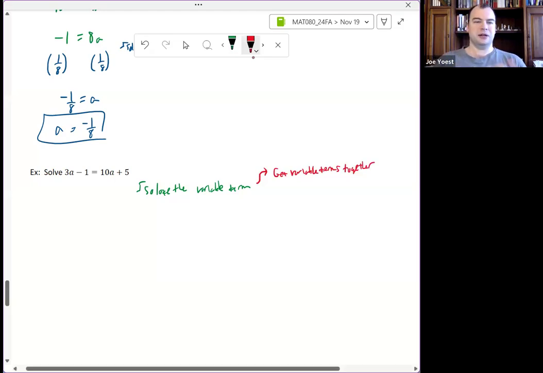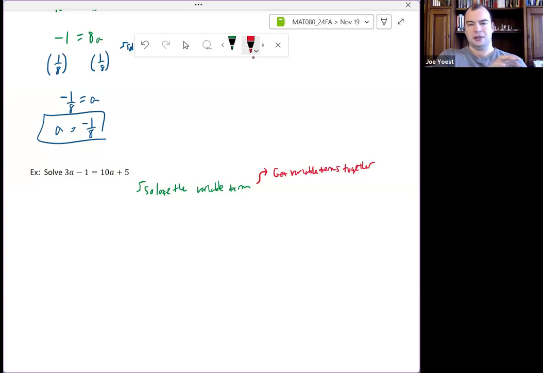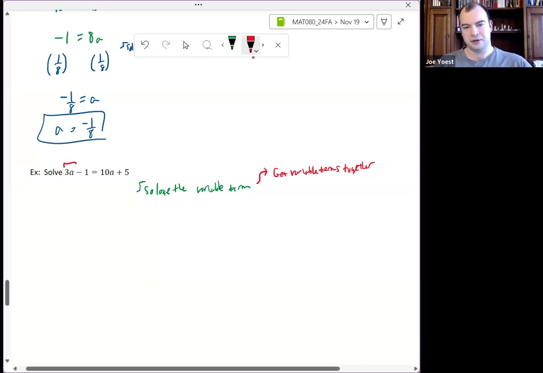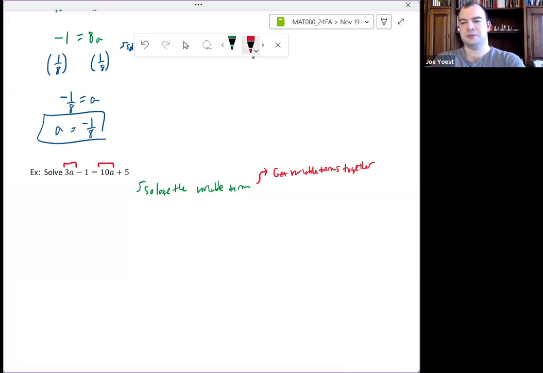So get the variable terms together on the same side as one another, combined into a single variable term. So after this first sub step, I should only see the variable coming up one time in my equation. Right now I see there's an a and there's another a. It's showing up twice. So first I want to get the variable terms together, and then I want to isolate the variable term.